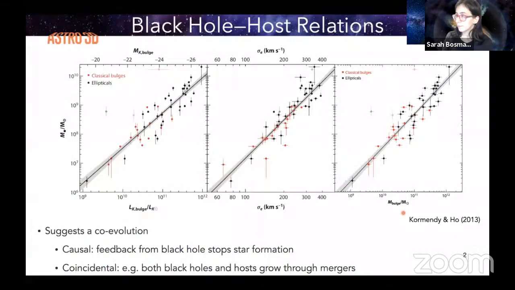So in the local universe, there exist extremely tight correlations between the properties of a black hole and its host galaxy. So here we have the black hole mass against bulge luminosity, velocity dispersion, and bulge mass. And so this suggests some kind of relationship between the growth of black holes and their host galaxies. And we're not entirely sure what that is. And the best way of trying to understand why these relationships occur is investigating how they evolve with redshift.